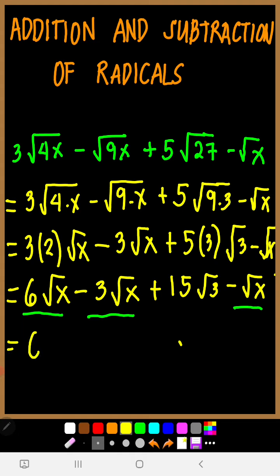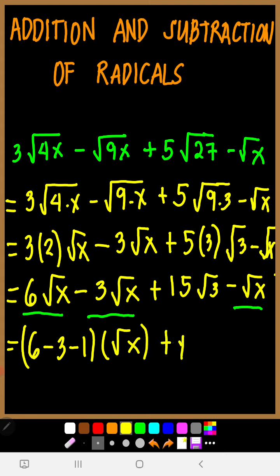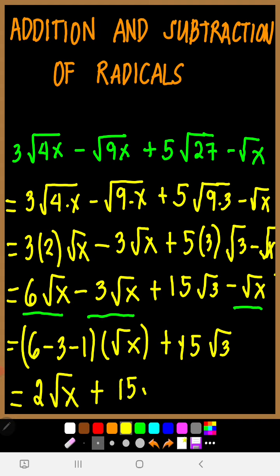So, pag-anhin na natin. 6 minus 3 minus 1, square root of x. Tapos naiwan si 15 square root of 3. Final answer na tayo. 6 minus 3 is 3 minus 1, that is 2. Tapos times square root of x plus 15 square root of 3. So that is our final answer.